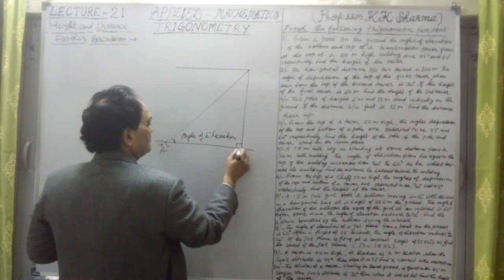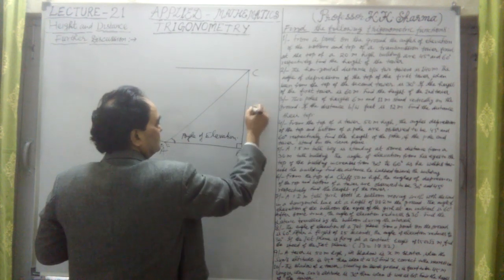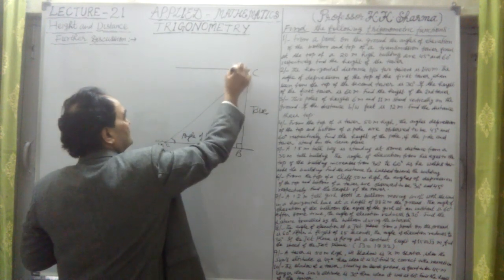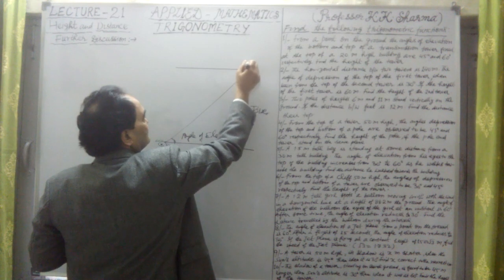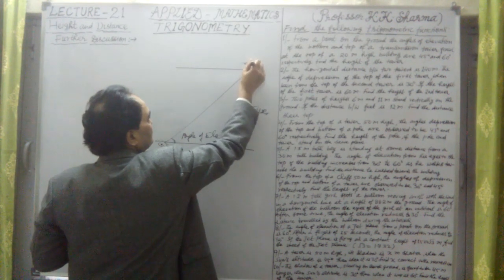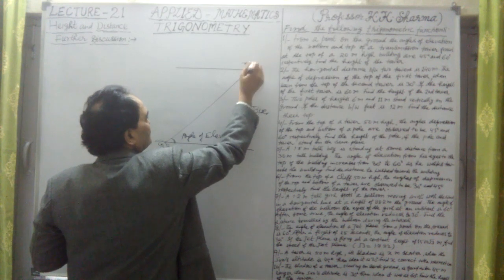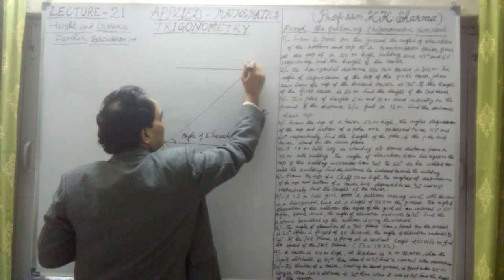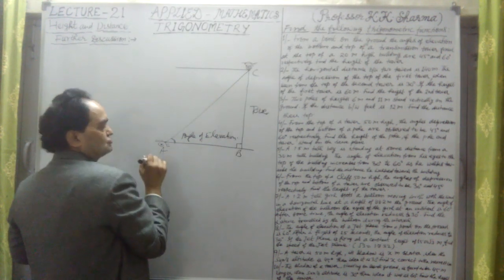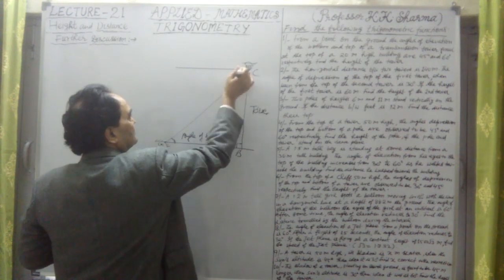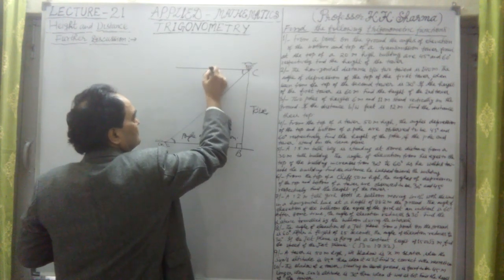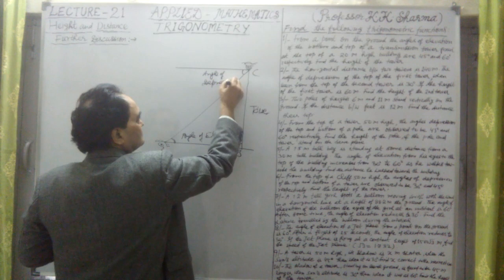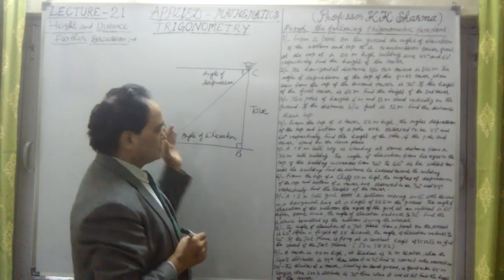Let me take A, B, and C. So BC is the tower here. Suppose a plane is moving like this, and the observer is watching it. Now suppose the observer from the plane is watching toward the ground, lower. So this is the angle of depression. These are the two very important angles which we always discuss: angle of depression and angle of elevation.